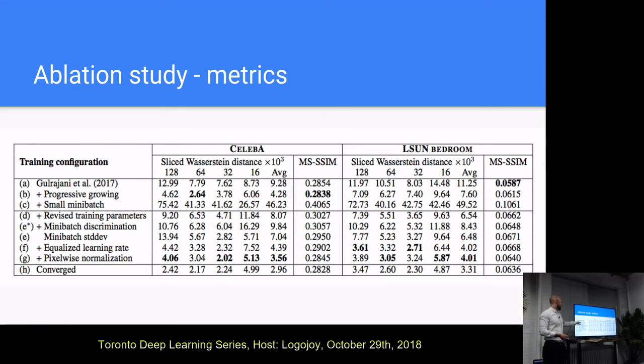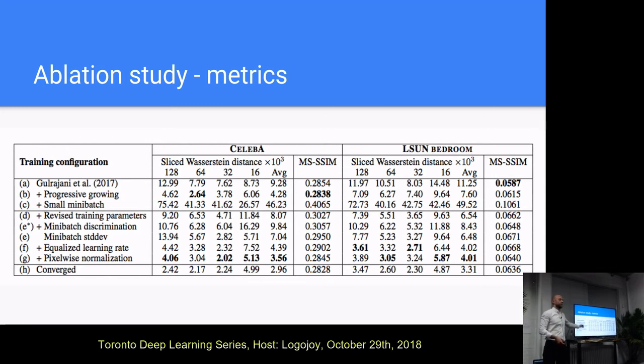So the first line is before we've done anything with the current paper. They took the GAN model from the original Wasserstein gradient penalty paper, and they just ran that with their new data set. Then they add the progressive growing training. Then they look at what happens when you add a small mini batch, and small mini batches are toxic to the training. Then you look at revised training parameters, what happens when you add mini batch discrimination, what happens when you add mini batch standard deviation, which is what they contribute. They look at the equalized learning rate and pixel-wise normalization, and then they look at a converged model.